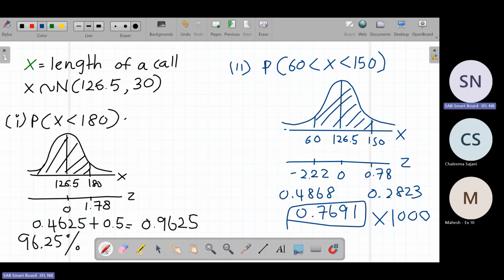Okay, then you're looking at how many observations there are. Here they take 1000 telephone calls. Then this is the probability out of 1, so you need to multiply by the 1000. Probability again, the total probability is 1.